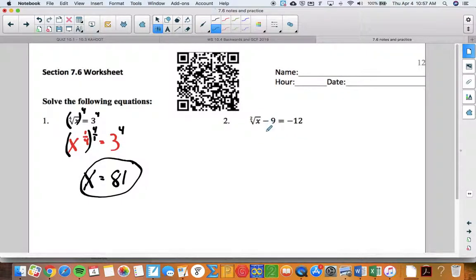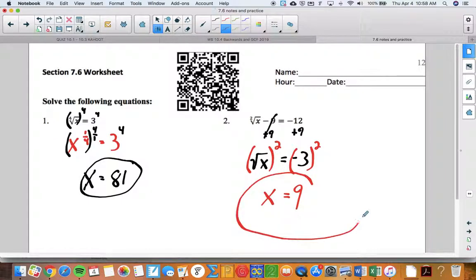So here, we're going to undo subtracting 9 by adding 9 on each side. So we get negative 3 on the right. And we have the square root of x equals negative 3. So how do we undo square rooting? We square. Make sure you put this in parentheses, folks. When you square that, you get x equals 9. Boom.